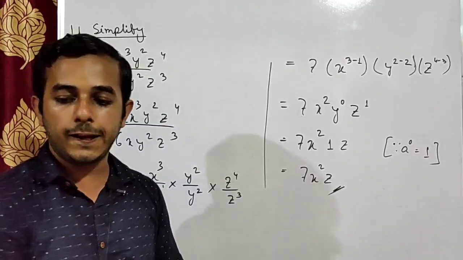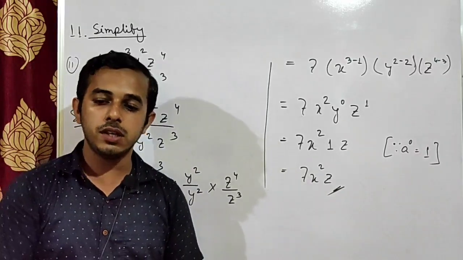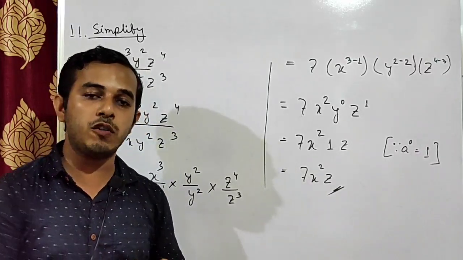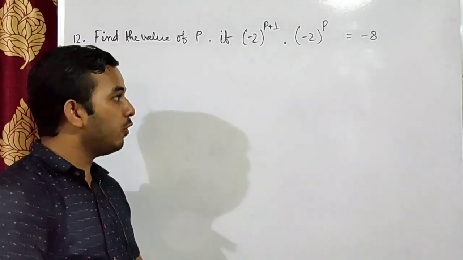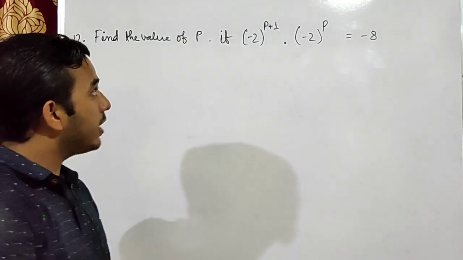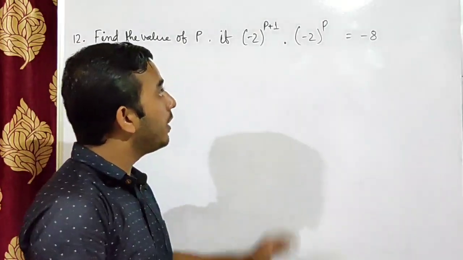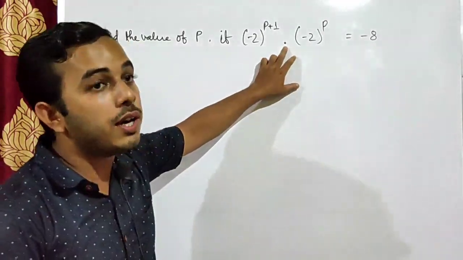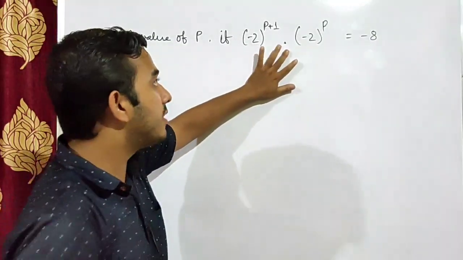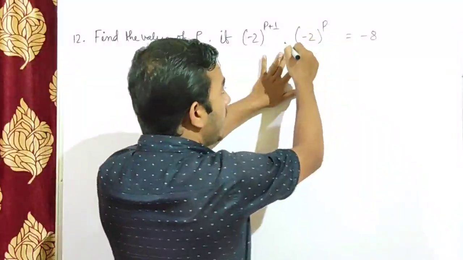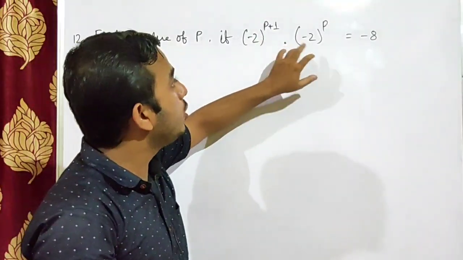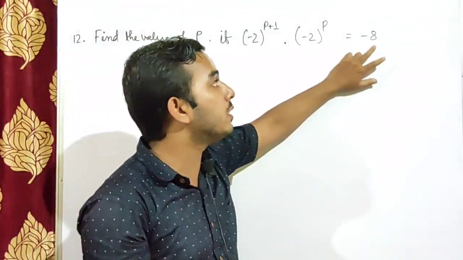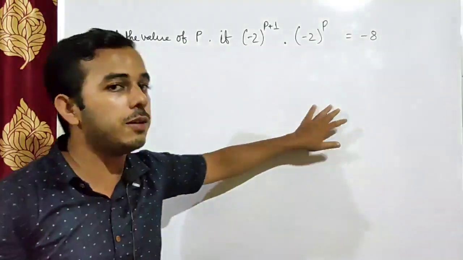Here also we are finding the value of p. Similarly, we found the value of x in question number 10. So here the value of the expression is: minus 2 to the power p plus 1. This point means into. Okay, this is not a decimal. Decimal we give at the top and point at the bottom. Minus 2 to the power p plus 1 into minus 2 to the power p equals minus 8. So we have to find the value of p.